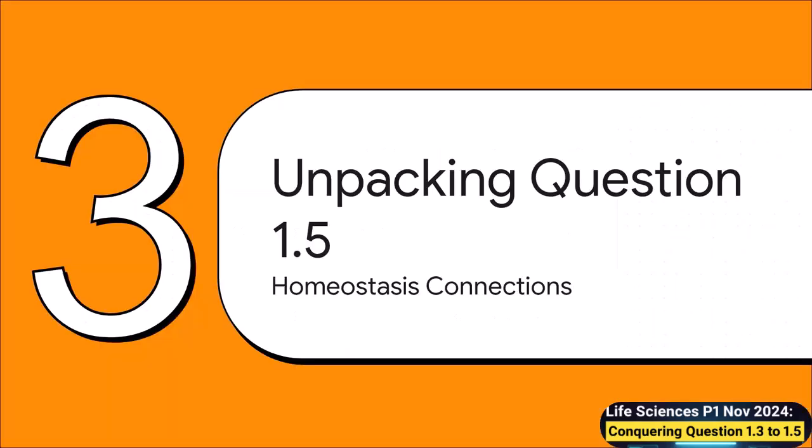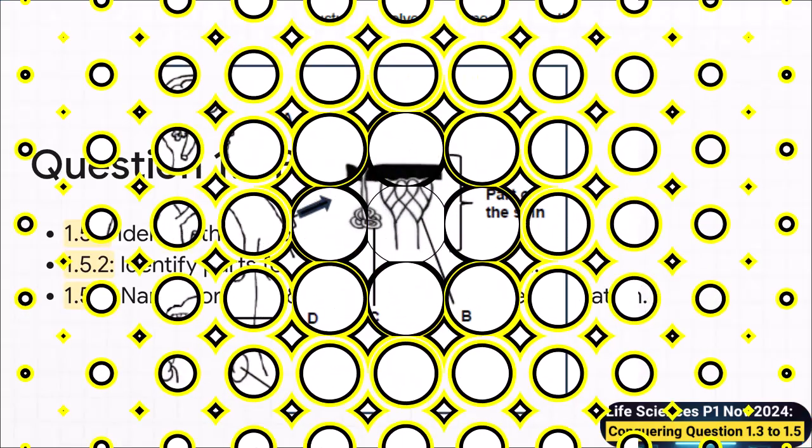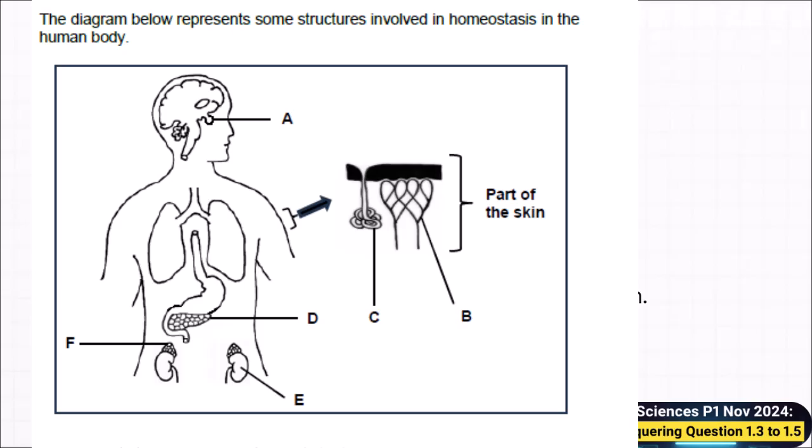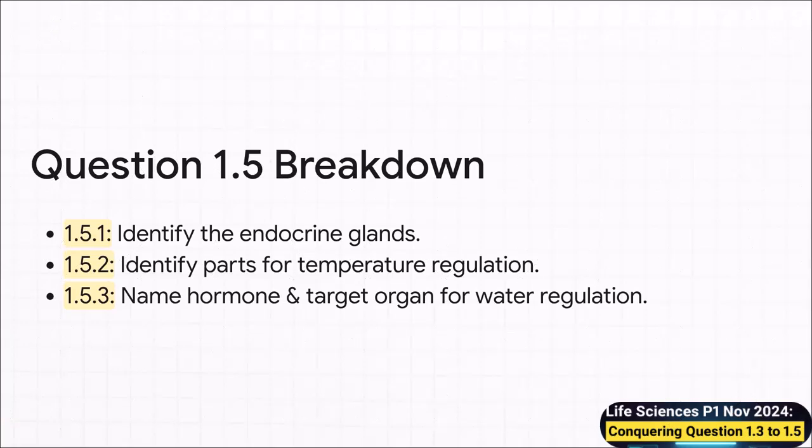Okay, for our final question breakdown, let's unpack question 1.5. This one's all about homeostasis. And it's another one of those classic diagrams you're almost guaranteed to see in Paper 1. Now, I know this looks complicated, like a big messy flowchart, but really all it's testing is if you can pull out different bits of information from one picture. It's asking about glands, temperature, and water balance, all using this one diagram.